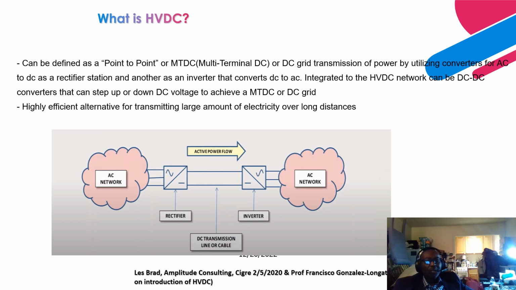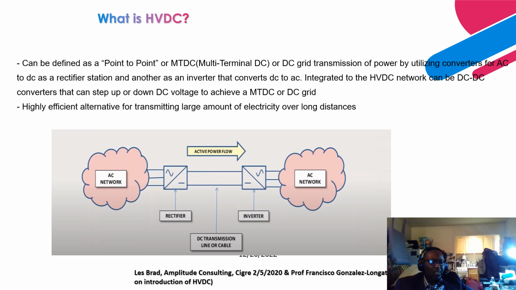It can also be integrated with a DC to DC converter. What does the DC to DC converter do? Basically it acts as a step up or step down transformer. You can utilize it to either step up the DC voltage or step it down to whatever desirable voltage you need. The goal is to achieve a multi-terminal DC grid and also a DC grid.